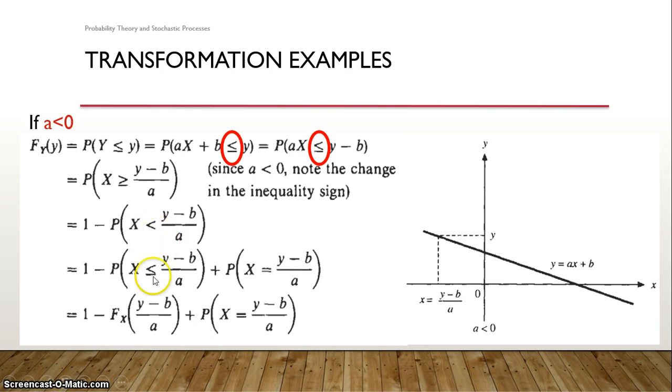So for that, I am writing 1 minus P of X less than or equal to y minus b by a, plus P of X is equal to y minus b by a. So this can be written, minus and then plus, so that this term gets cancelled and you will be left with X less than y minus b by a. So this is nothing but Fx of y minus b by a plus P of X is equal to y minus b by a.